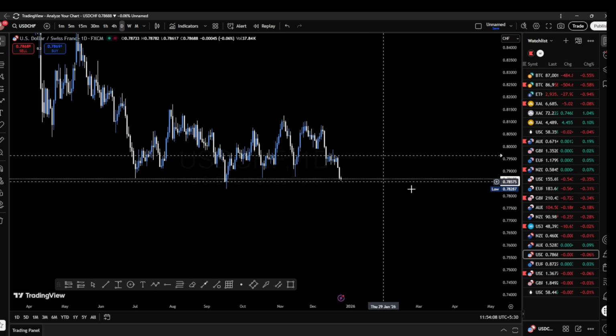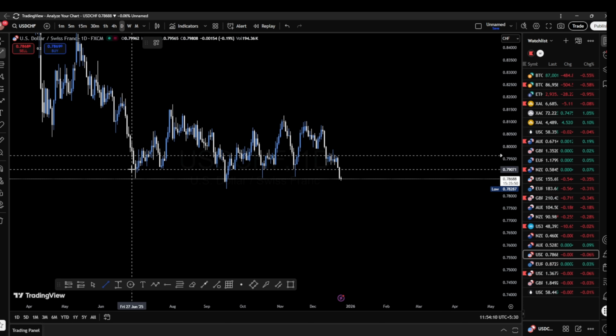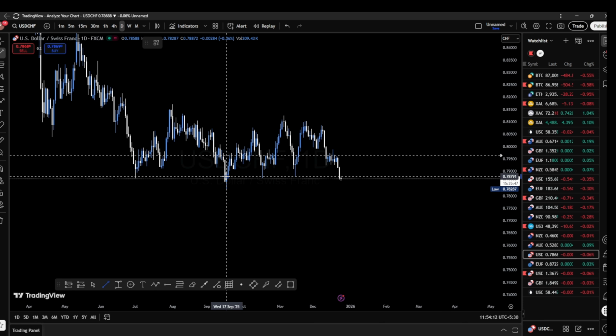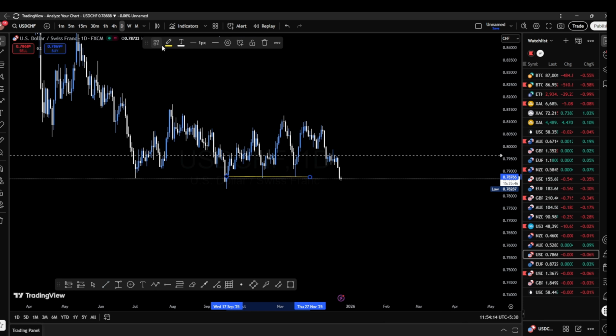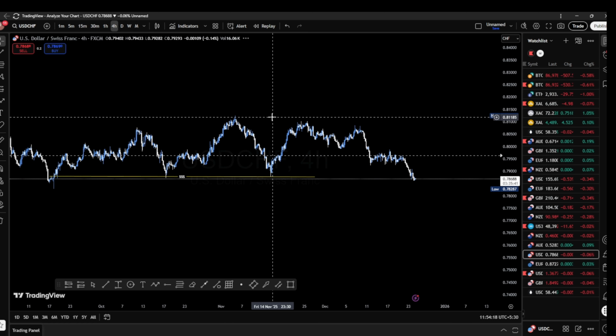Increase it until you can see the market is handling all these liquidities. These are all liquidities in the forward trend.